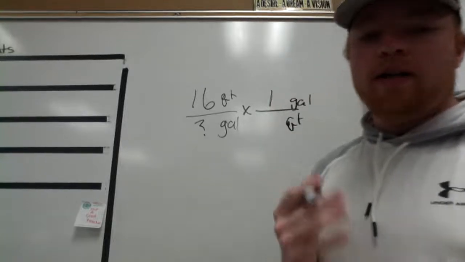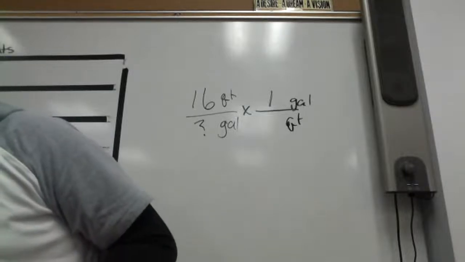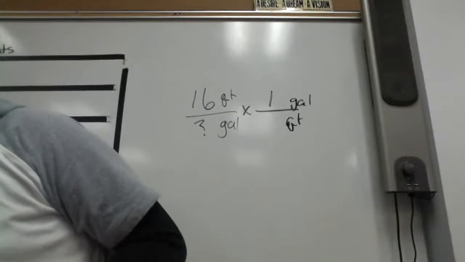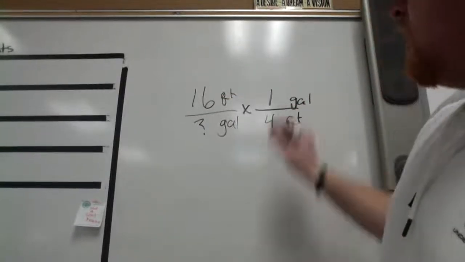So in 1 gallon, how many quarts are there? Looking back at our table, in 1 gallon there are 4 quarts. So here we would just cross multiply and then divide.